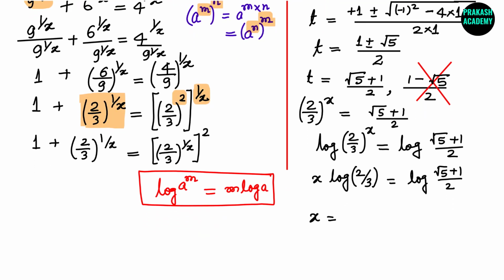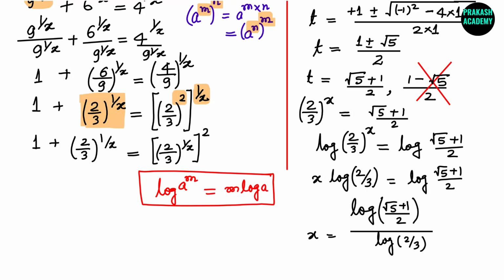From here you can get the value of x. So x will be log 2 by 3 divided by log of root 5 plus 1 by 2. Now you can easily find the value of root 5, then log of root 5 plus 1 by 2, and then log 2 by 3, and if you plug in the values you can get the exact value of x. So this is the solution for this problem.